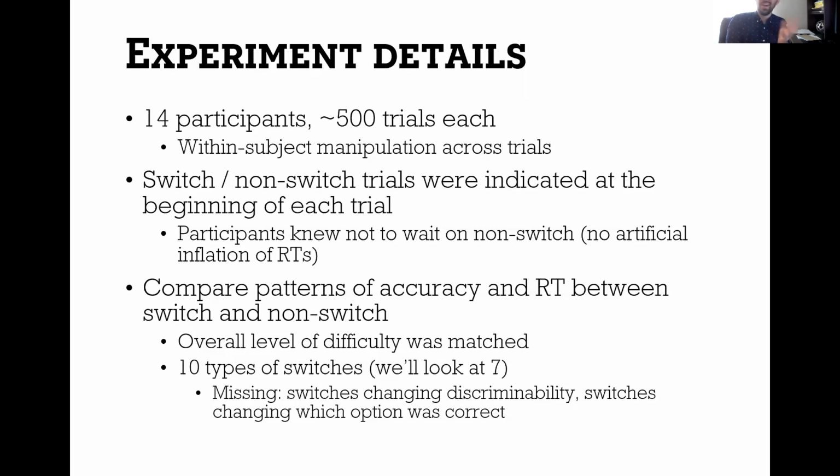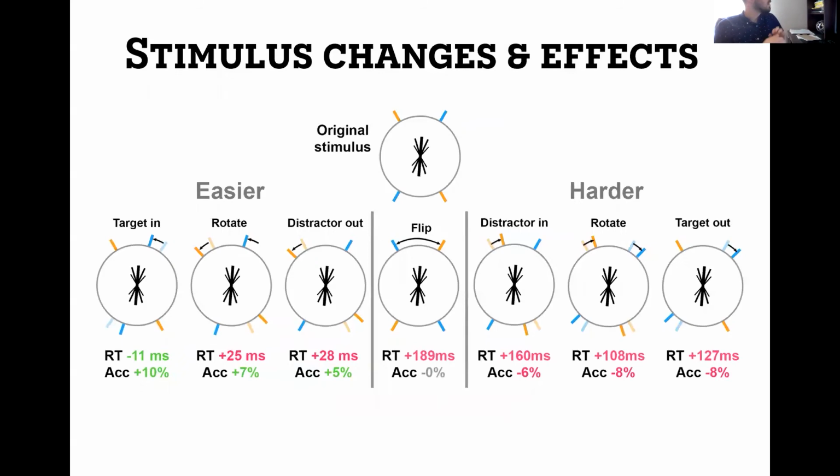And we actually ran 10 types of different switches. We're only going to look at 7. We're missing a couple types that participants had particular trouble with, which was changing discriminability, where both those options would switch out or in towards the stimulus, as well as switches where the correct option changes. We're not going to look at those right now. It's interesting stuff, but it's kind of not relevant to what I'm talking about today.